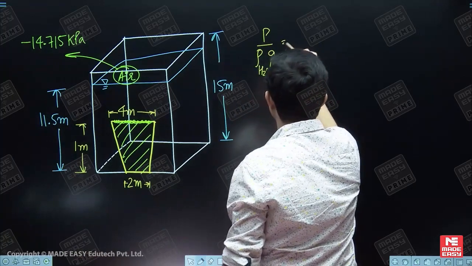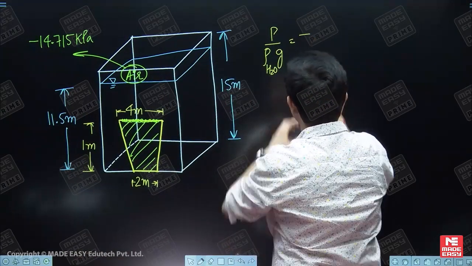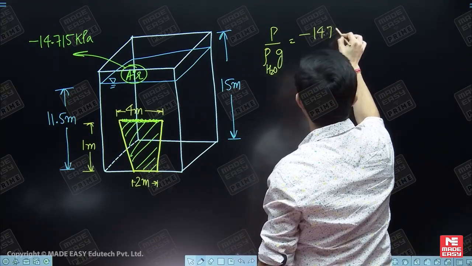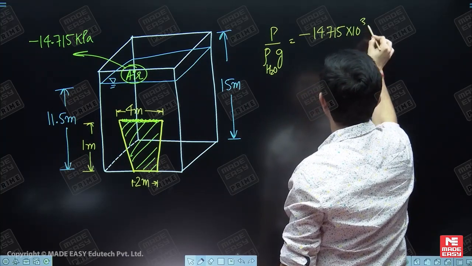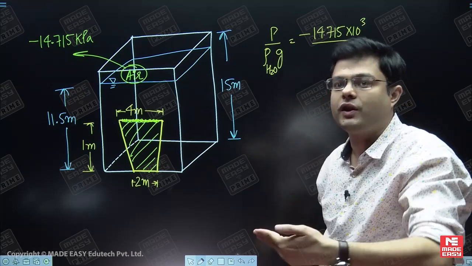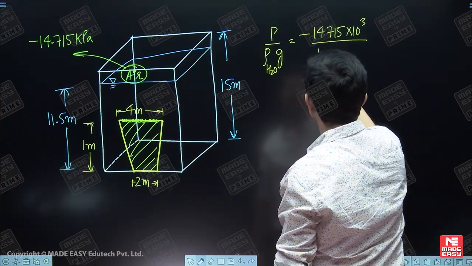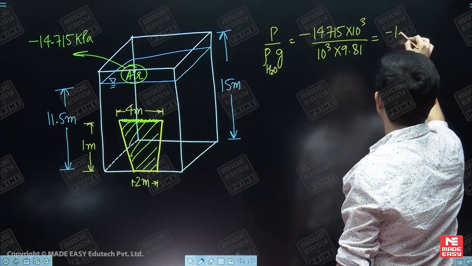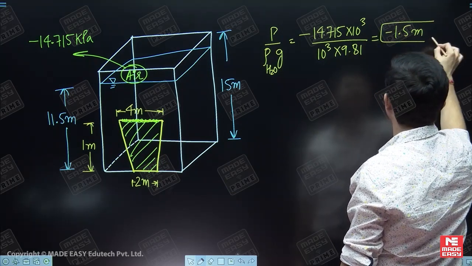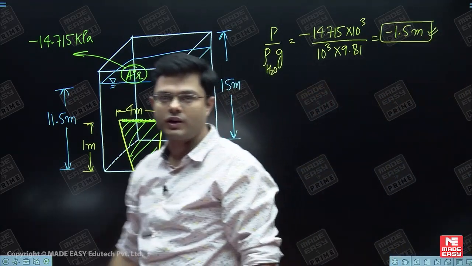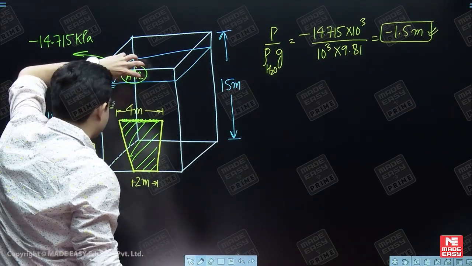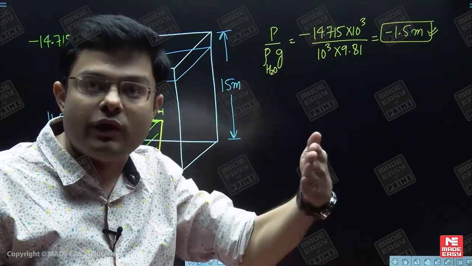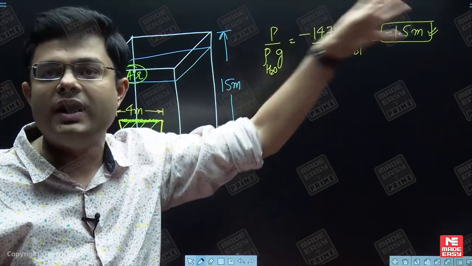So, how are you going to do that? The important thing is that the pressure is negative. So, this is minus 14.715 into 10 to the power 3 to convert into Pascal, divided by rho g of water. Rho g of water is 10 to the power 3 into 9.81. When you solve this, it comes out to be 1.5 meter, but with a negative sign, of water column. So, whatever pressure is above this liquid surface is equivalent to minus 1.5 meter of the water column.